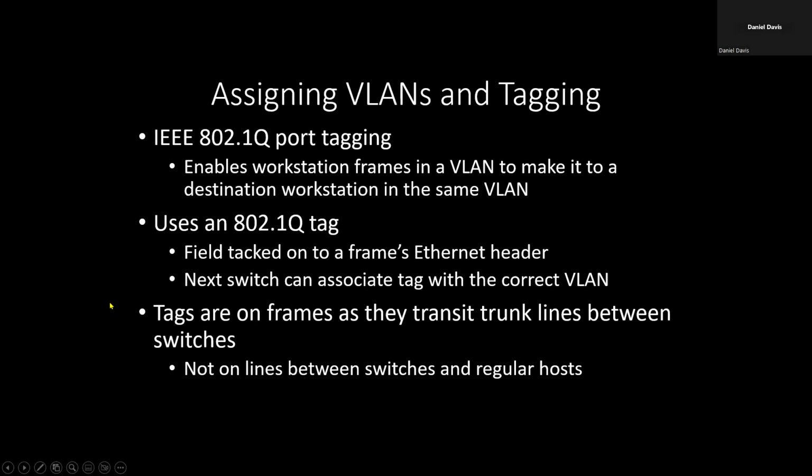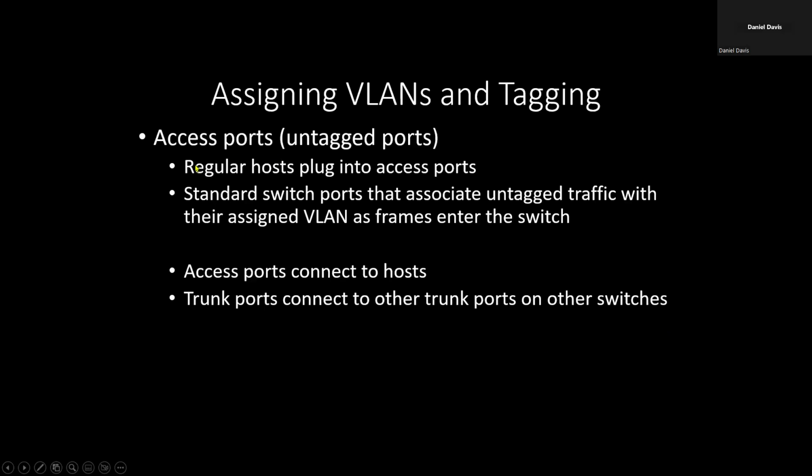And this will let the switches know which VLAN that's supposed to go to, what is the correct VLAN for that tag. An important note here, tags are on frames as they transit the trunk lines between switches. They are not on lines between normal switches and regular hosts. So it's only on the trunk lines. Access ports are just untagged ports. So again, access ports are untagged ports. These just deal with regular host devices. They're standard switch ports that are associated with untagged traffic. So again, access ports connect to hosts, just regular hosts on our network. Trunk ports connect to other trunk ports.